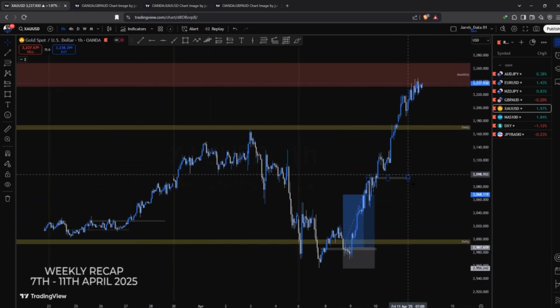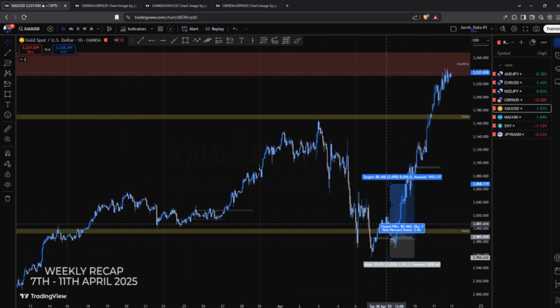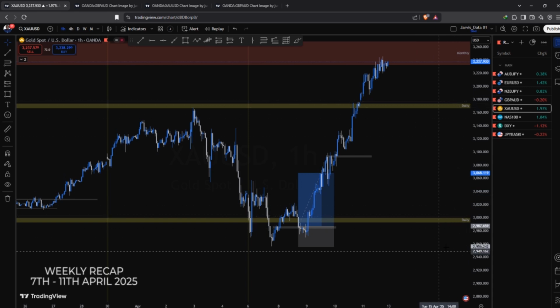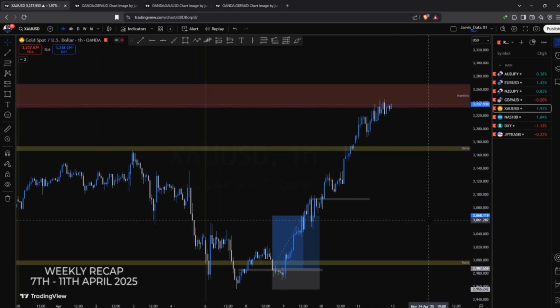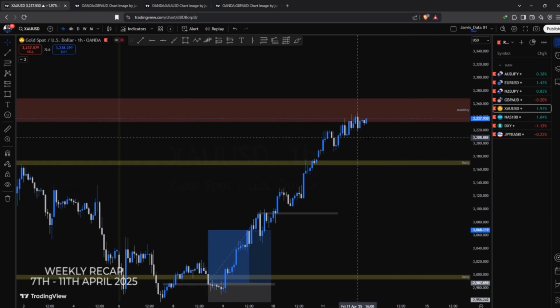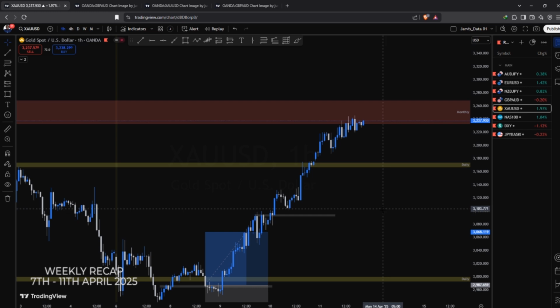So you can see that this is a very perfect entry here, and then price moved all the way up. So daily levels, daily support, daily resistance, and this is a monthly resistance level. So next week we will see where gold goes. So that's a wrap for the gold trade recap.